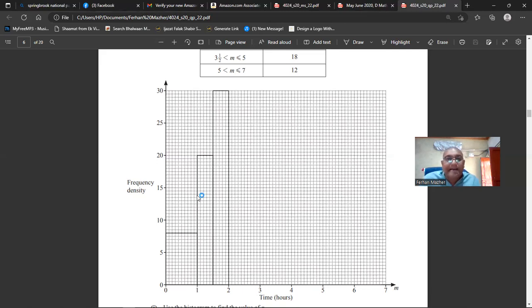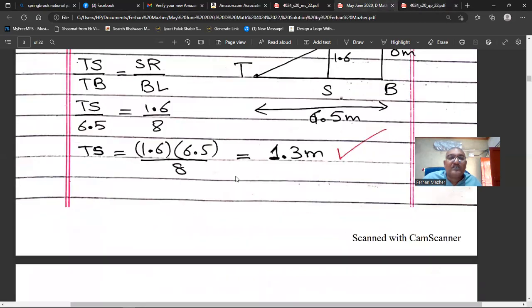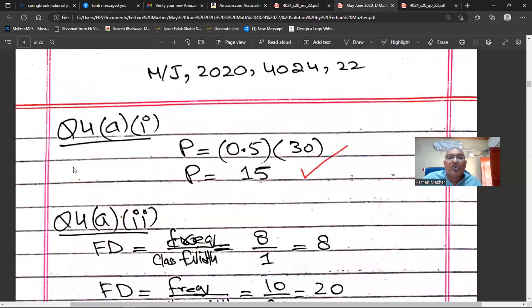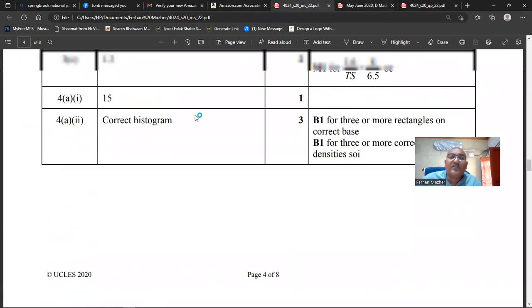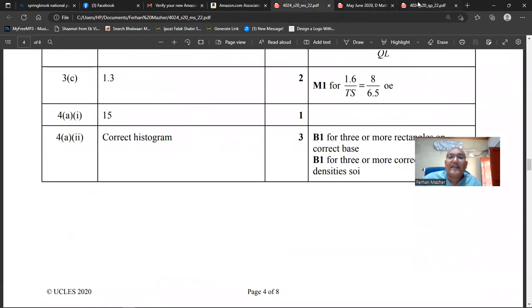So let me show you. I have done this calculation. Question number 4A, the first part: the P value, which is the frequency of that class, will be equal to the area of that rectangle. And that is 0.5 times 30, so 15. So the answer is 15. So our answer is right.